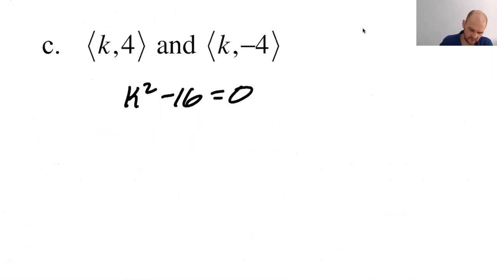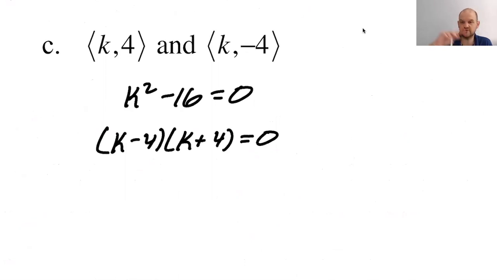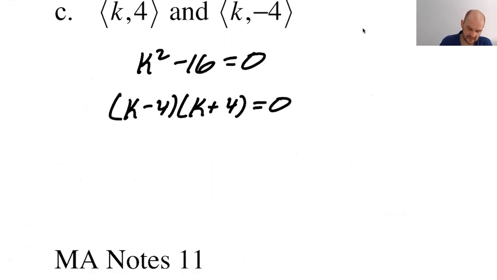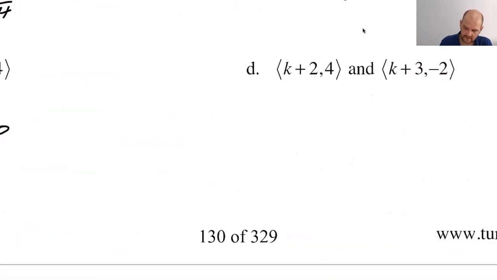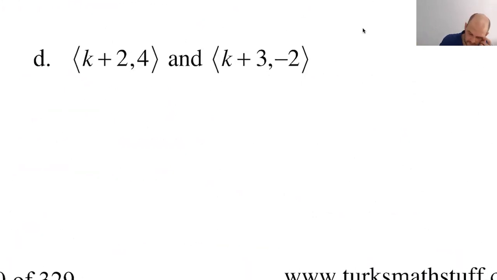This, we can do two different ways. I'm going to factor it and say k minus 4, k plus 4 equals 0. You can move it over to the other side and then square root, but then people tend to forget the plus minus. Disaster. So I'm going to say either k is 4 or k is -4. So two values. So that's interesting.